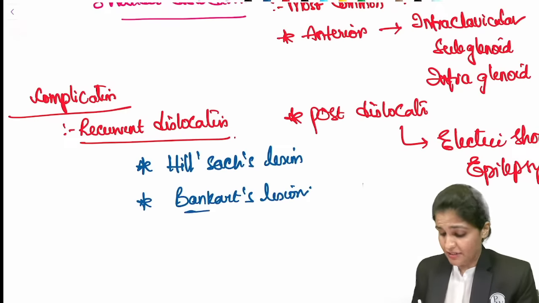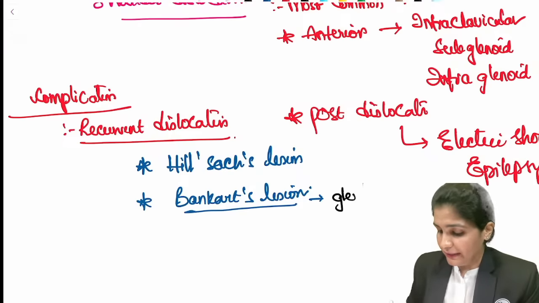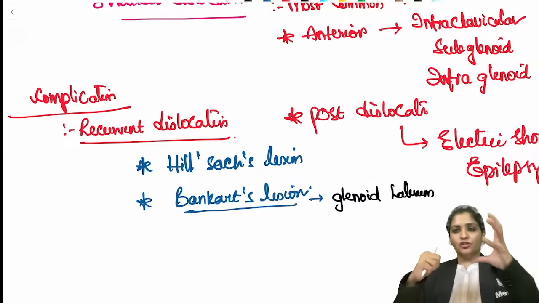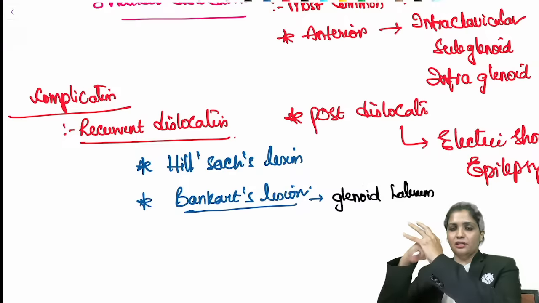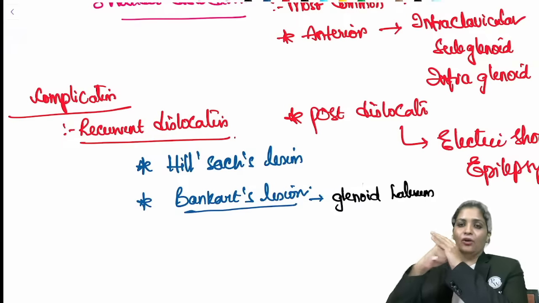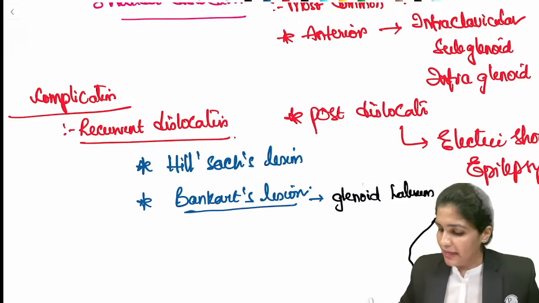So what is this Bankart's lesion? Bankart's lesion is nothing but a pathology related to your glenoid labrum. Because of the recurrent dislocations, because anterior is most common, you see, this is the socket and this is the joint, continuously there is a rubbing of this humeral head over the glenoid labrum. So this is your glenoid labrum, and the anterior inferior part is what is more prone.